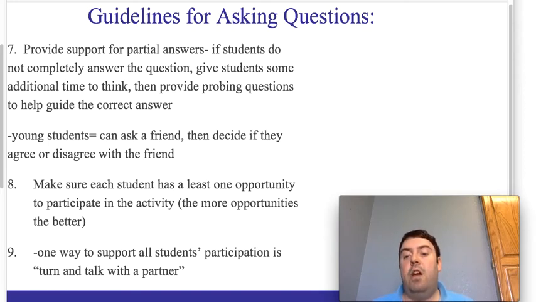Or for younger students, and it really depends on your classroom community as well, sometimes younger students enjoy asking a friend to help them out. And then they can agree or disagree with what the friend said, and then they share out their answer. So sometimes that can be nice because it kind of saves the student's reputation and also builds camaraderie because they're getting help from their friends. Like we said before, make sure all students have at least one opportunity to participate in an activity.